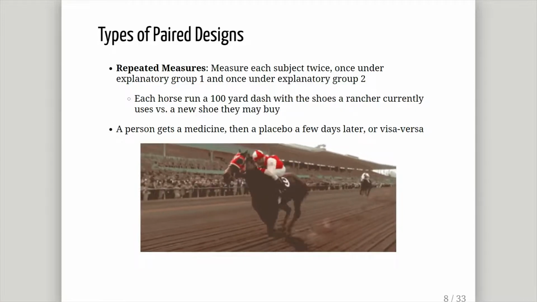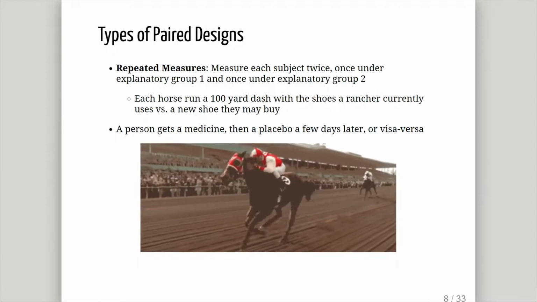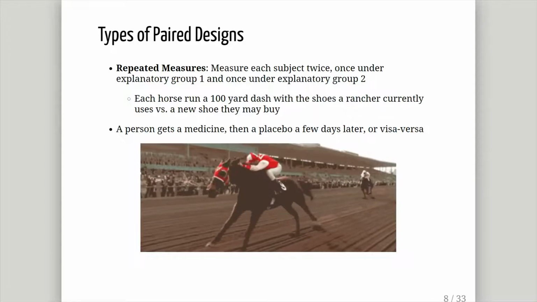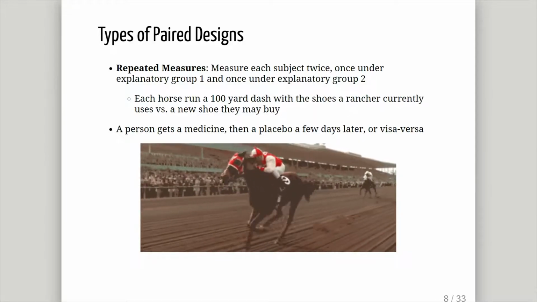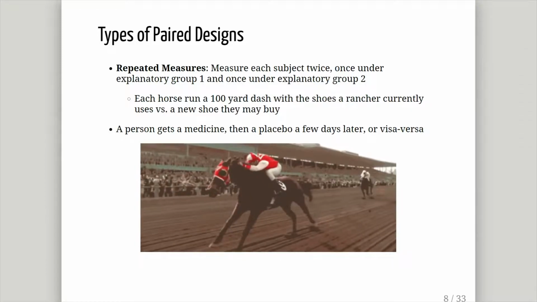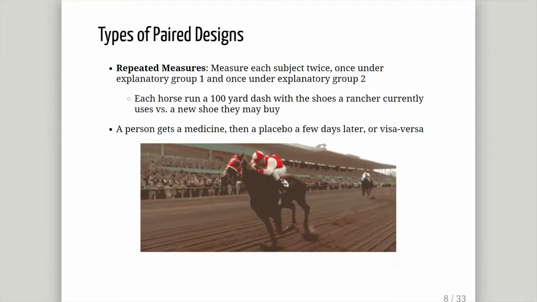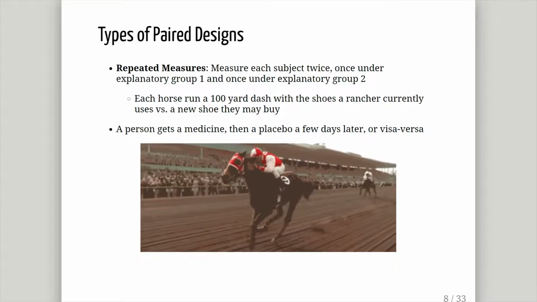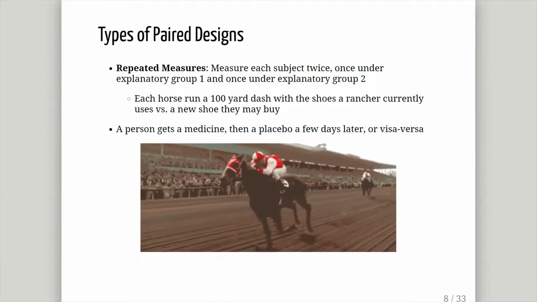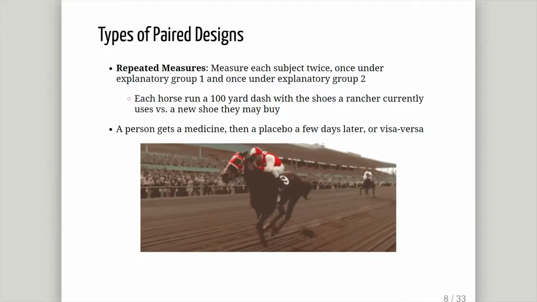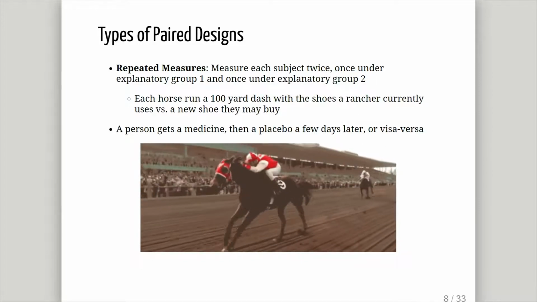So let's say this horse right here, his name is Secretariat. Secretariat would do the test twice. Once with the new horseshoe, once with the old horseshoe. And then this horse in the back is named Champion. Champion would also do the 100-yard dash with the old shoe, and then he would do it with the new shoe.